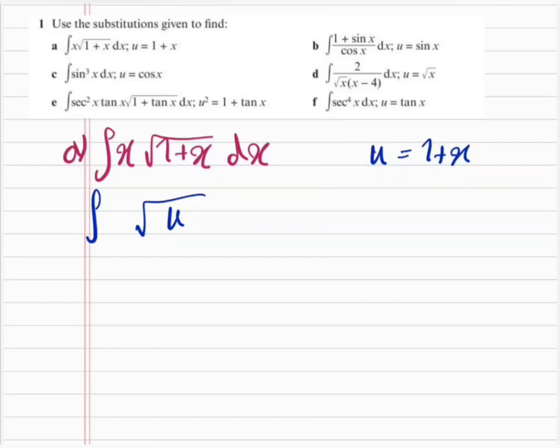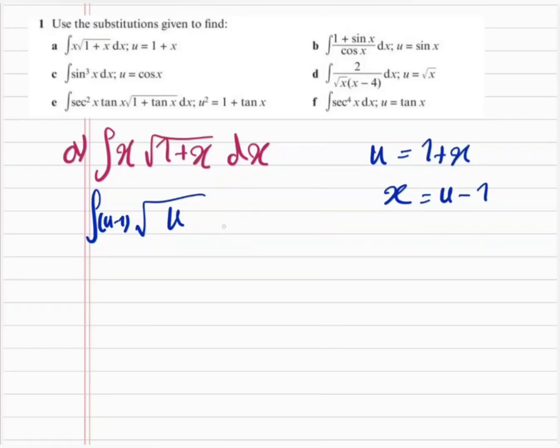But what about x? It's actually very simple, because if we rearrange and make x the subject, we'll get x is equal to u minus 1. So here we'll simply have u minus 1. And also, what about here? Do we write dx? Because here the variable is now u, so we can no longer write dx. So what do we do instead?